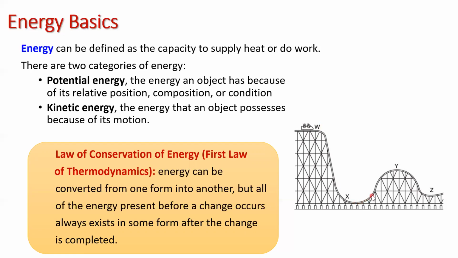Then as it moves back up the hill, the kinetic energy is converted back to potential energy, and the car is at its highest potential energy and lowest kinetic energy here. That process just continues on down the roller coaster.